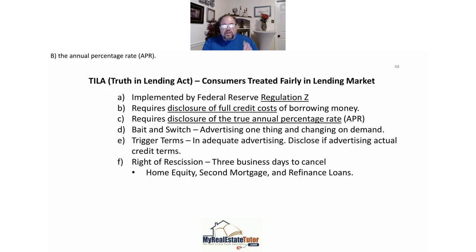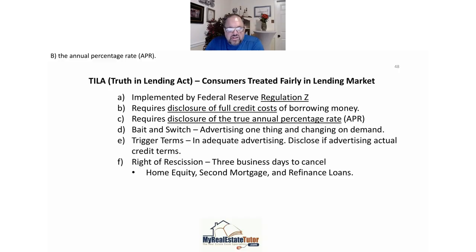And also they incorporate a term called trigger terms. Trigger terms is inadequate disclosure, basically. In other words, if a lender is going to use certain numbers in their advertising, if they use those numbers, they have to have a disclosure of what those numbers mean. That's called trigger terms.